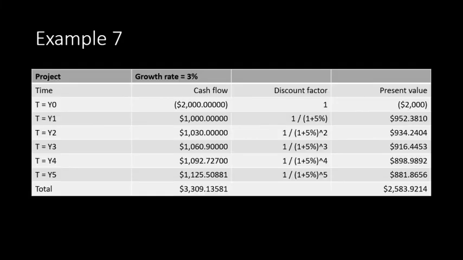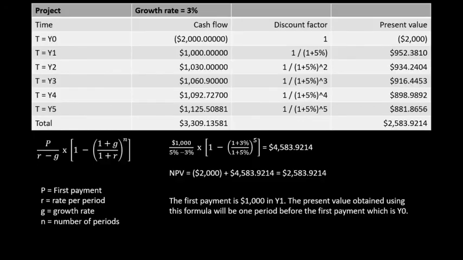Of course, we can compute the NPV manually by discounting each cash flow. However, it takes a lot of time if the project's length is long, say 10 years. Therefore, we can apply the following formula to obtain the sum of present value of constantly growing cash flow, where P stands for the first payment, which is the payment without any growth, R stands for discount rate, G stands for growth rate, and N stands for number of periods.